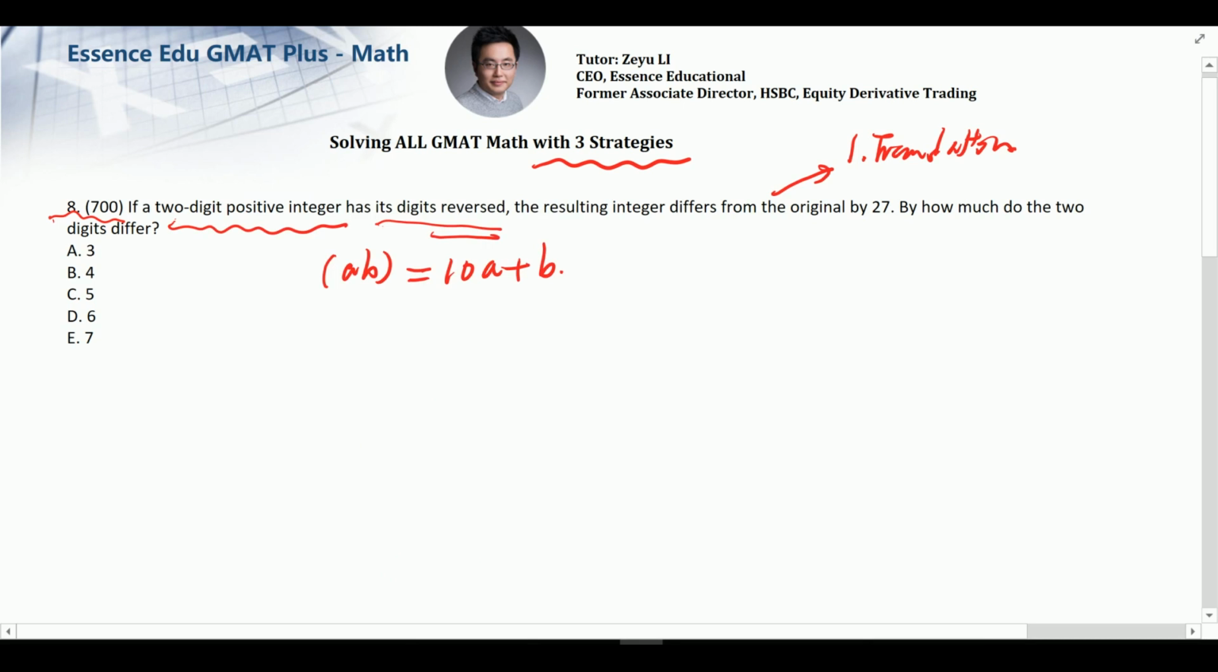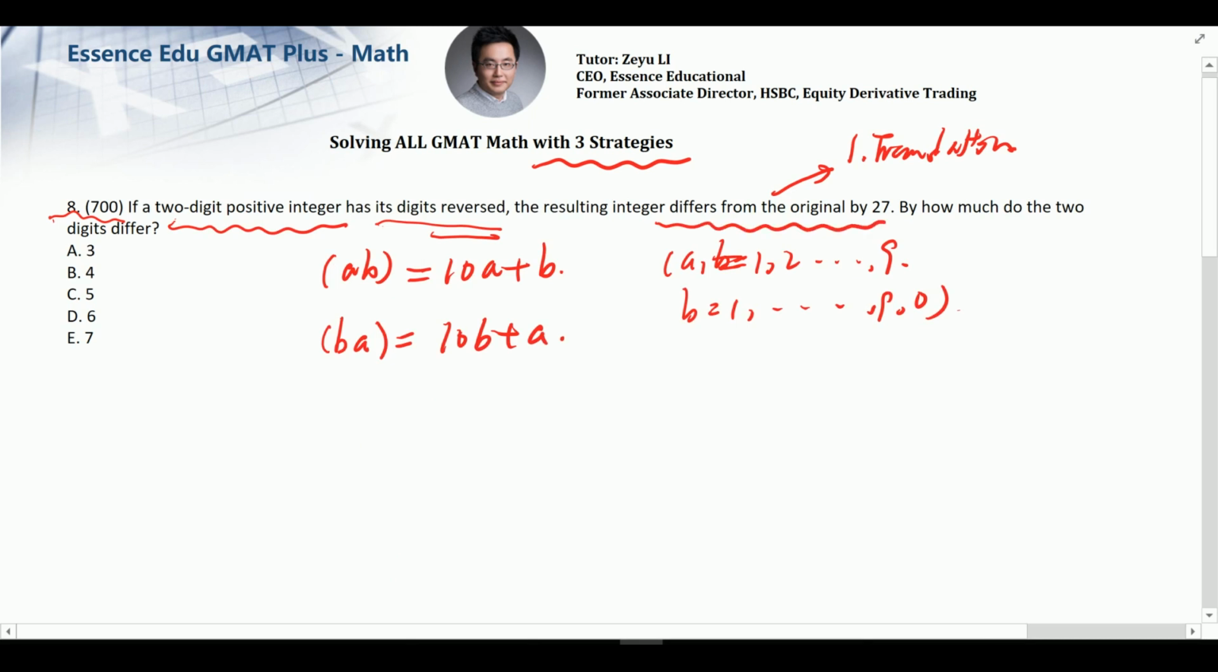Of course, A is from 1 to 9, and B is from 0 to 9. That is the definition of a digit. When you reverse the digits, that becomes BA. That number is 10B plus A. And he tells you the difference from the original is 27. That means the first one minus the second one is equal to 27.